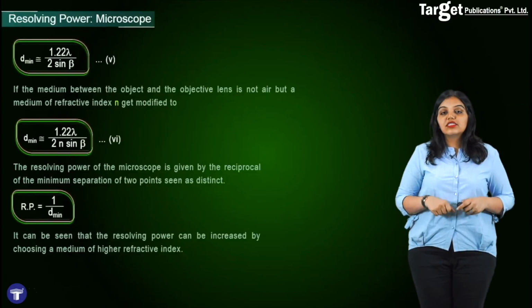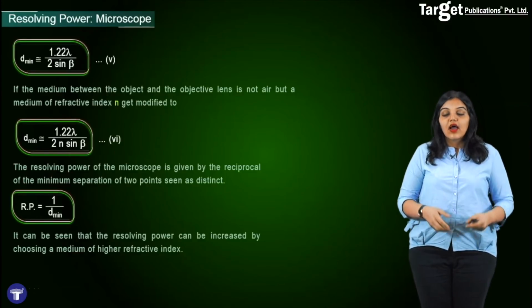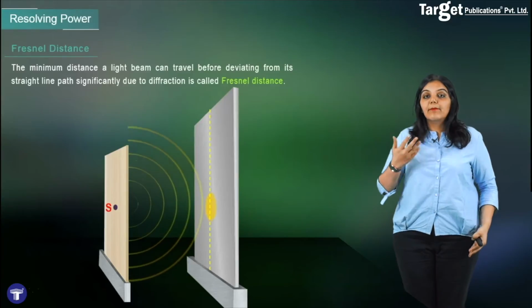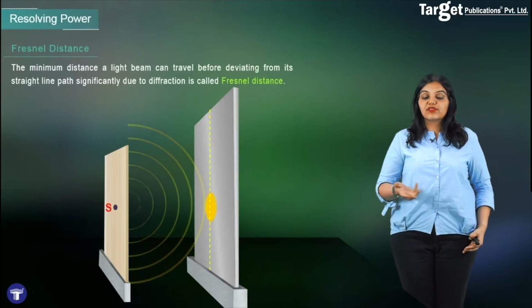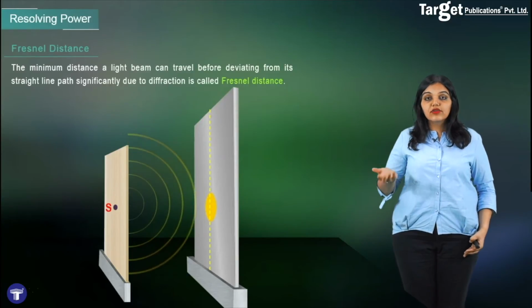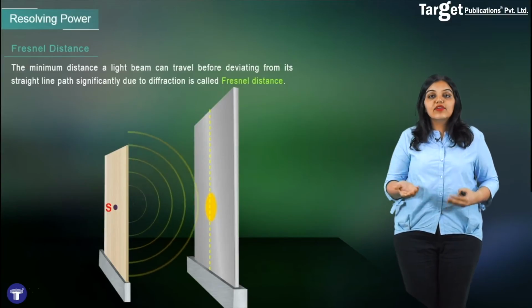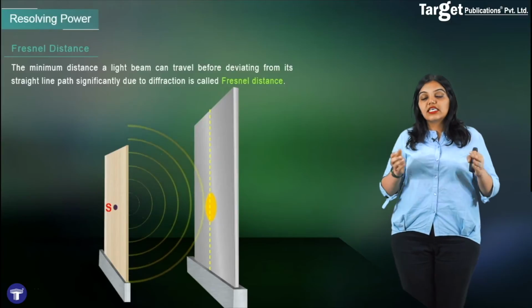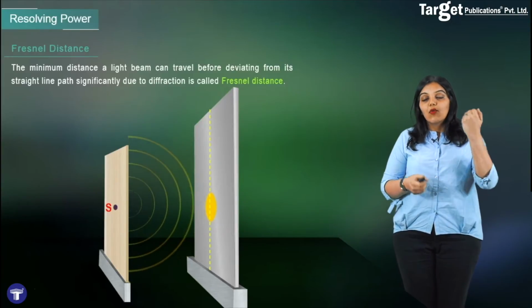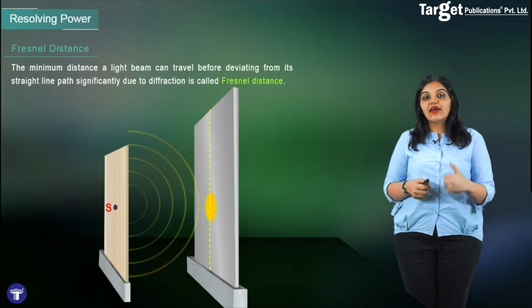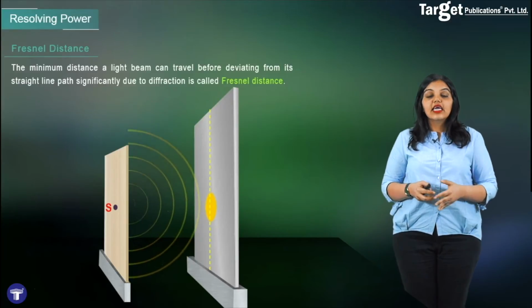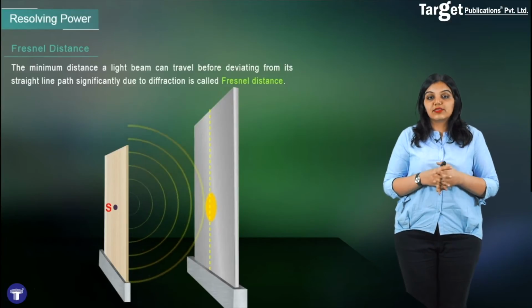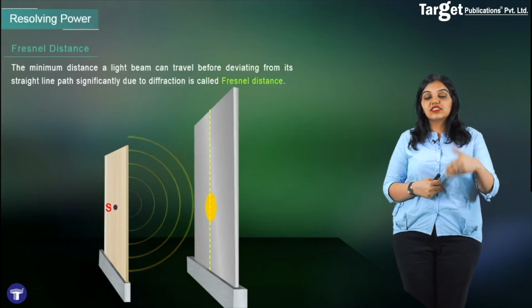Finally, we must also consider one important question. When does diffraction even become prominent? We have been using ray optics for a very long time and we got really good results with it. So why should I even look at diffraction optics? We should look at diffraction optics in a certain range. What happens is that when light is traveling in a straight line, it is going to start deviating from its path significantly after a certain distance.